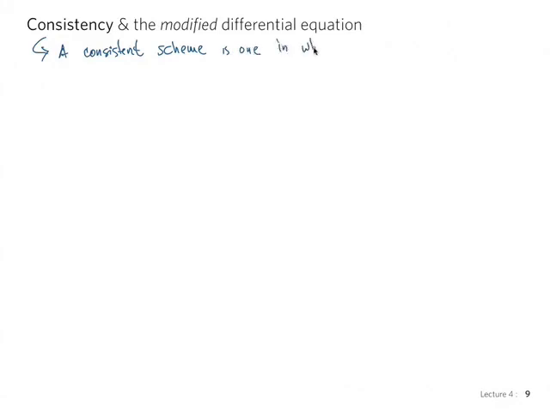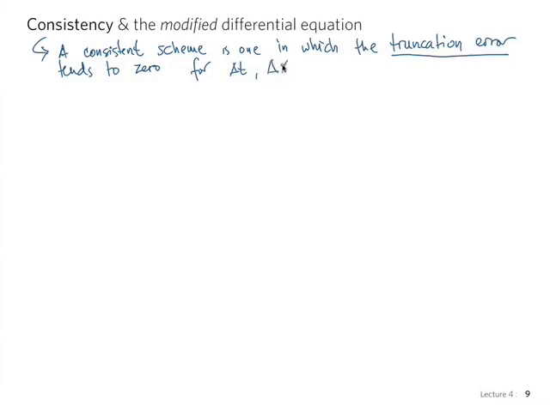So we have already introduced previously the concept of the truncation error. We just introduced the idea when we looked at the Taylor expansions, but we can restate consistency in terms of the truncation error in the following way. We can restate and say that a consistent scheme is one in which the truncation error tends to zero for delta t and delta x tending to zero.